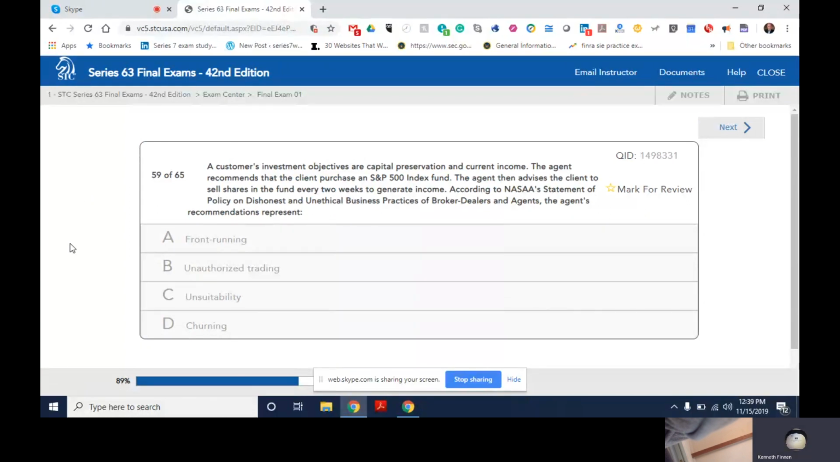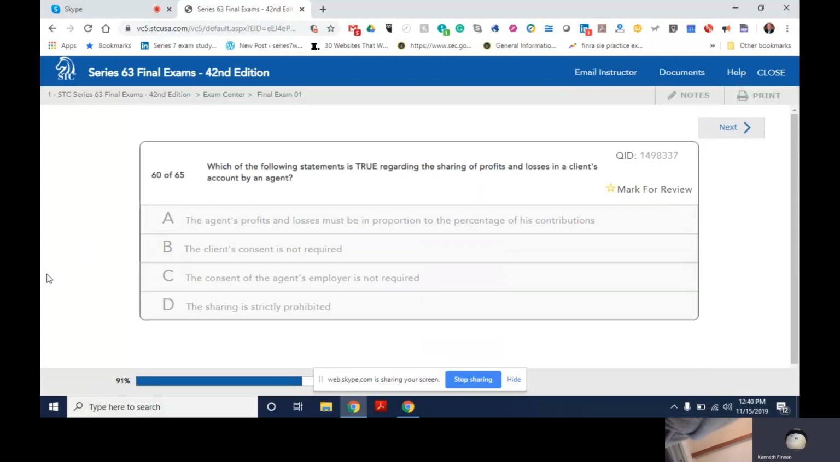Okay. Well, it's the same question every time. So it's not front running, which is trading ahead of the customer. Unauthorized trading, he didn't do it, so he's only asking them to do it. It's not unauthorized trading or churning. It has to be unsuitability. Kind of shitty. They ask the same question twice.